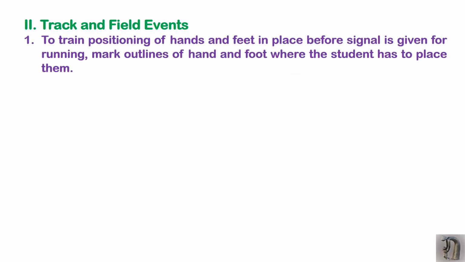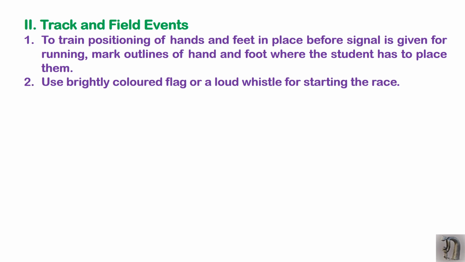Then track and field events. To train positioning of hand and feet in the place before a signal is given for running, mark an outline of the hand. So in that way you can train the child for running on the tracks, like athletes, and mark where the student has to place the foot on the line. So that kind of thing you can do, a lot of marking, so that they can understand. Use bright color flags on the track so that they can understand what you want them to do.